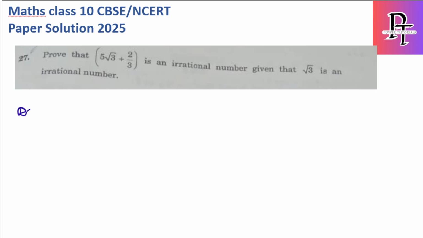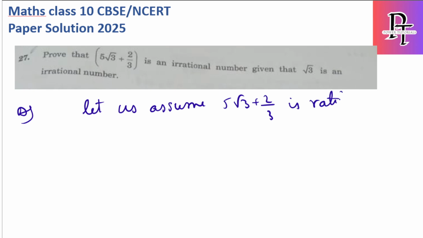So 27th, there is no option. Prove that 5 root 3 plus 2 by 3 is an irrational number, given root 3 is irrational. This is a very easy question, and I hope everyone might have solved it. For this type of question, first let us assume 5 root 3 plus 2 by 3 is rational. You have to assume, then finally you have to say the assumption is wrong. Okay, so it is rational.